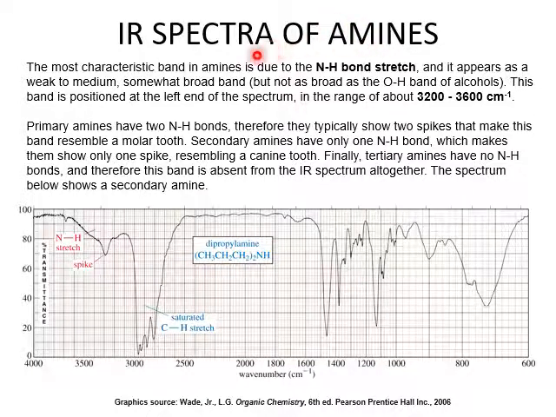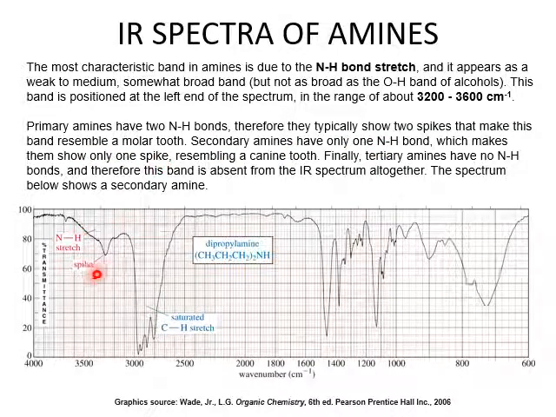Finally, we have amines. Actually, not finally, but we're heading towards the end. So you have an NH stretch, which is here, but is not that prominent because of the polarity. And again, you have your saturated CH stretch, which appears in the same region. This is the fingerprint region, and it's hard to interpret. So primary amines have two NH bonds, and they typically show two spikes that make this band resemble a molar tooth. So this portion. Secondary amines have only one NH bond, which makes them show only one spike.